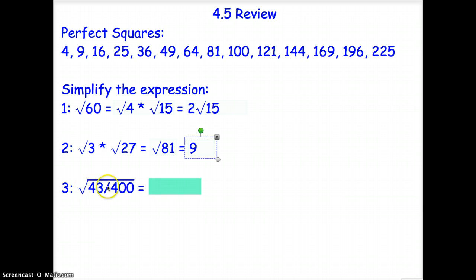Now, radical 43 over 400. It's a little hard to see sideways. Unfortunately, the way the computer prints it, it's a little bit hard to read. But what you want to do is square root each of them separately. Radical 43 is not a perfect square, and it doesn't have any perfect squares within it, so we leave it alone. Radical 400 would be 20. So now my radical sign is only over the 43. So be very careful there.